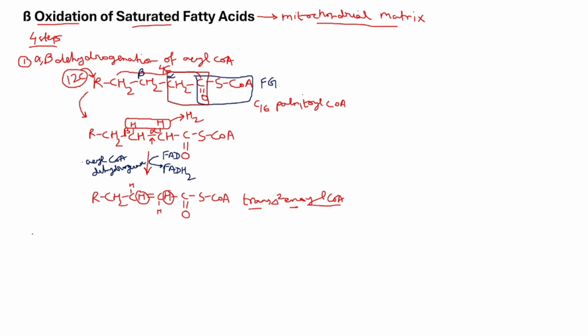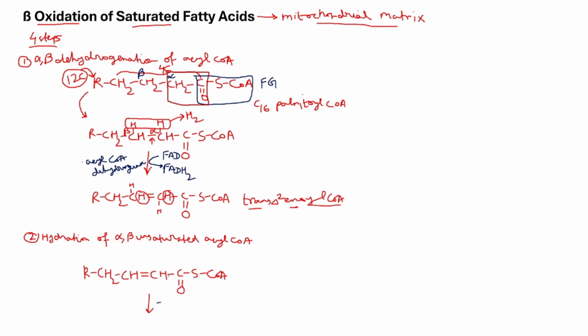So now come to the second step, which is hydration of alpha beta unsaturated acyl CoA. As you go by the name, it will be hydration, or addition of a molecule of water. So now let us write this structure again. You will add a molecule of water to this trans delta 2 enoyl CoA, and this step is catalyzed by an enzyme called enoyl CoA hydratase.